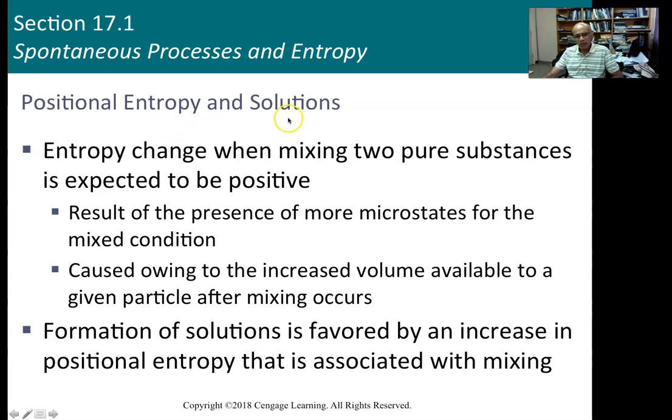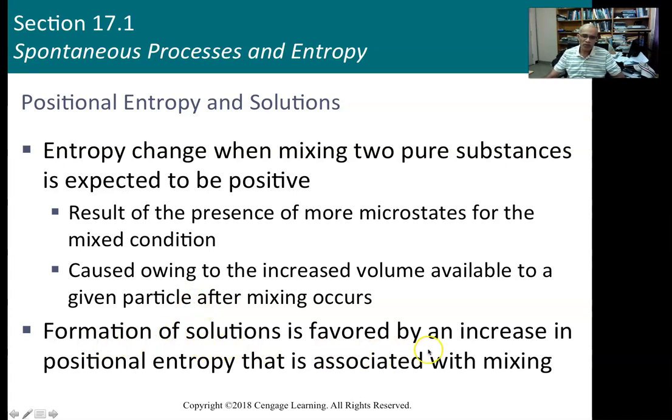What about in a solution? In mixing compounds to make a solution, or a solution of two liquids, the entropy change when mixing two pure substances is expected to be positive. So we expect this to be positive. The reason is that there is an increase in the positional probability, and likewise there is an increase in the level of microstates. So this results in the presence of more microstates for the mixed condition. When this happens, it is caused by an increase in volume that is available for a given particle to be mixed or to be around. So here, owing to the increased volume available to a given particle after mixing occurs.